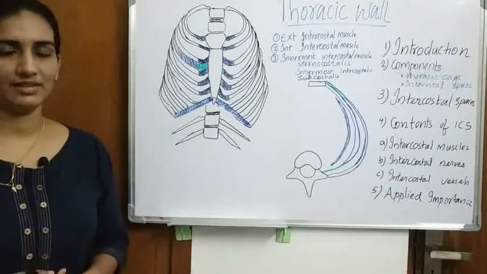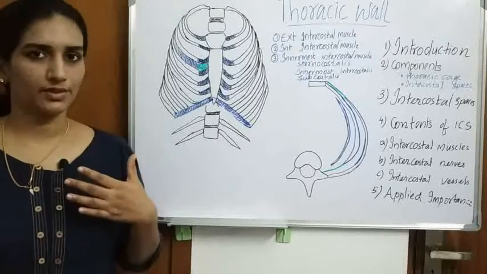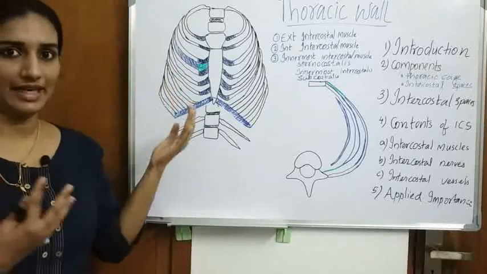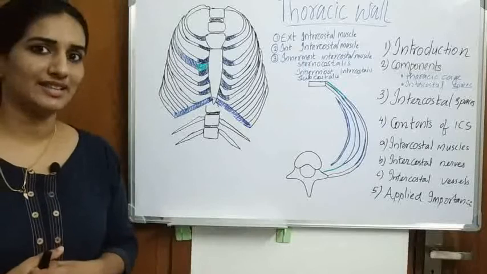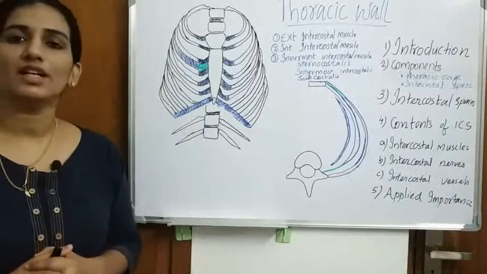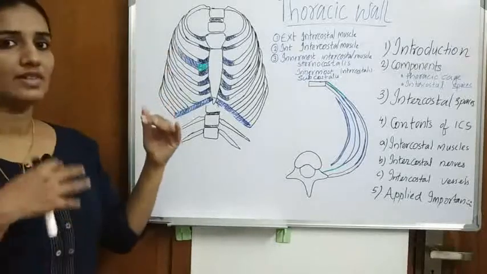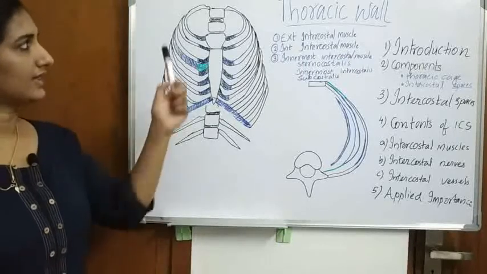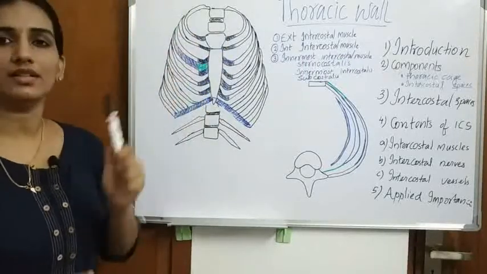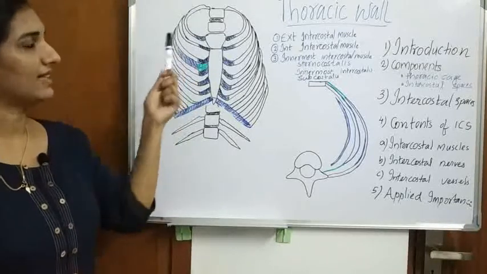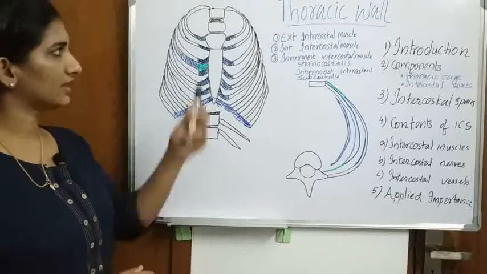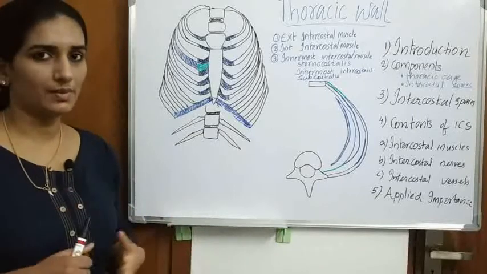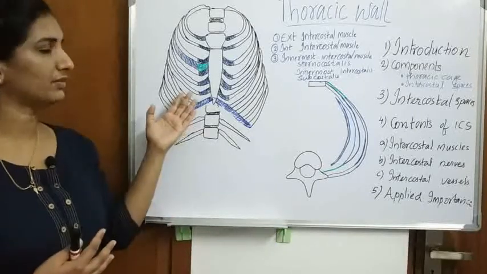Coming to the introduction, the thorax is the upper part of the trunk which is formed externally by a musculoskeletal cage, and that cage is known as the thoracic wall. Internally it forms a cavity, that is the thoracic cavity. This thoracic cavity has an opening superiorly, the thoracic inlet, which communicates with the neck. Inferiorly there is another opening which is closed by the diaphragm that separates the thorax from the abdominal cavity.